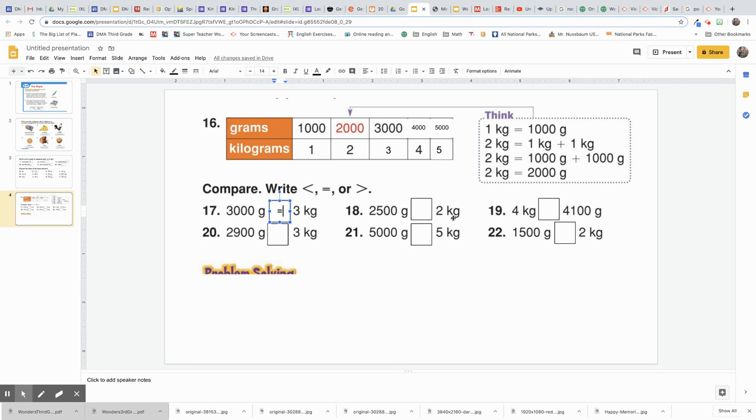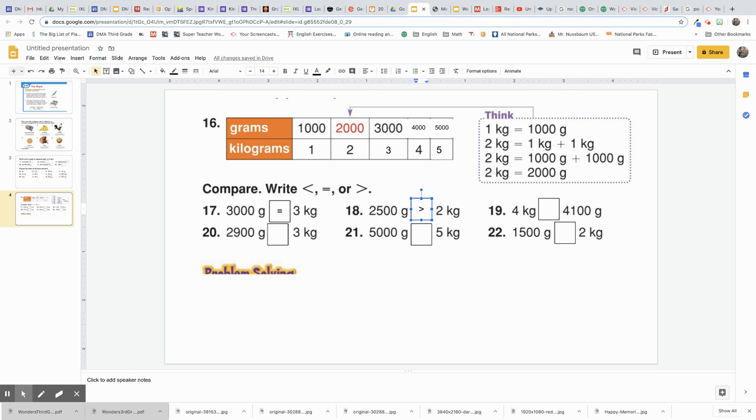But we're looking at 2 kilograms and 2,500 grams. Well, that's greater than that. So then it must be greater than that. So greater than would be the answer there. Let's do a few more together. Then I'm going to set you on your own to work.